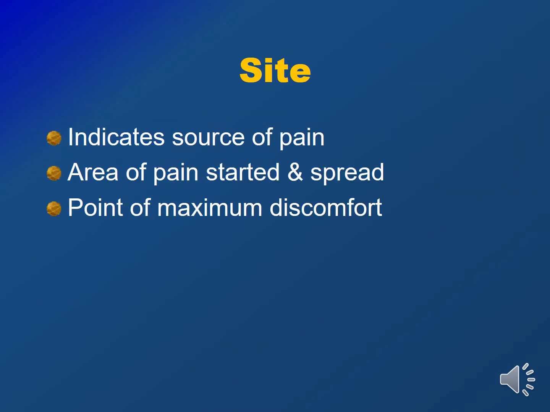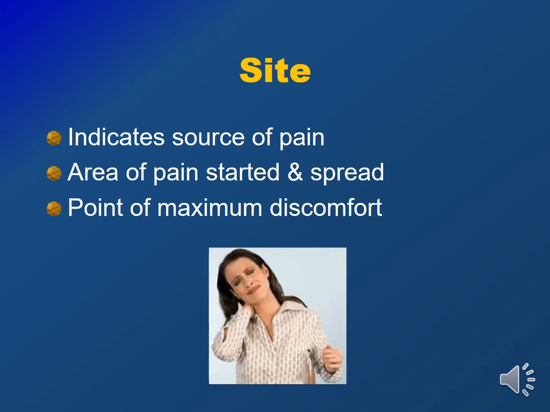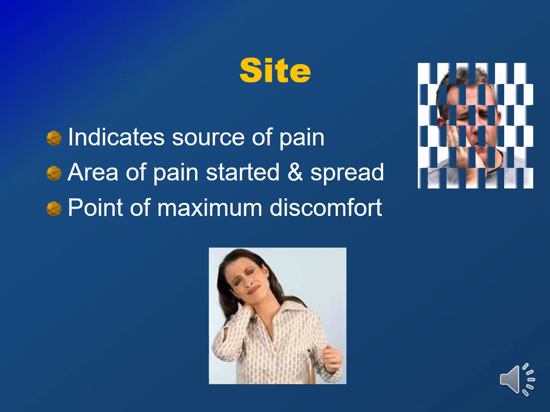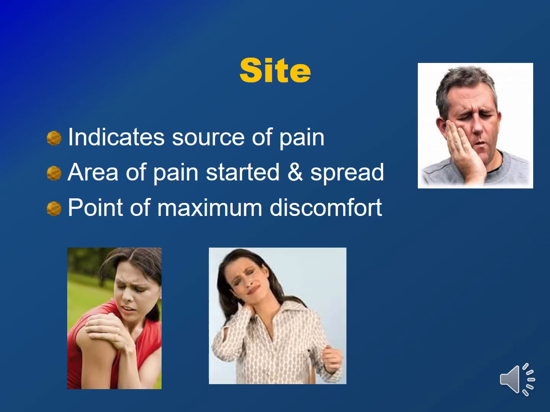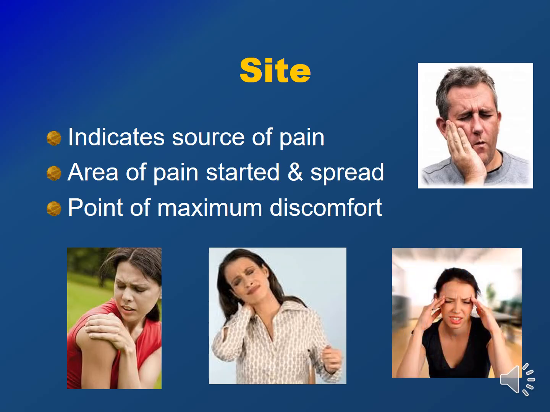First, the site. Indicate the primary source of pain, and you have to ask if the pain is in this area only, or if it started in another area and has now spread to that one. The point of maximum discomfort should be pointed out by the patient on himself. For example, this lady has a pain in the neck, toothache, shoulder pain, and this is a headache.